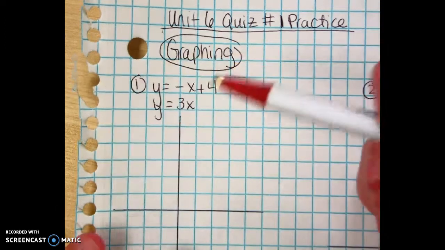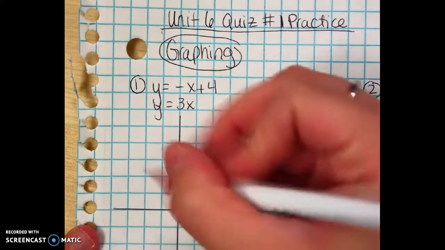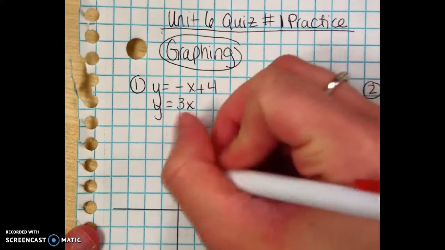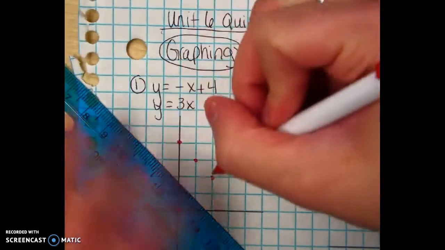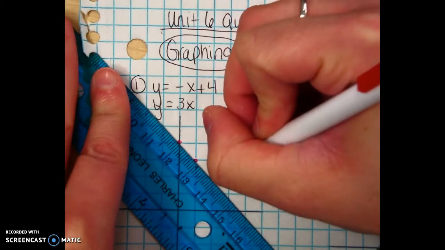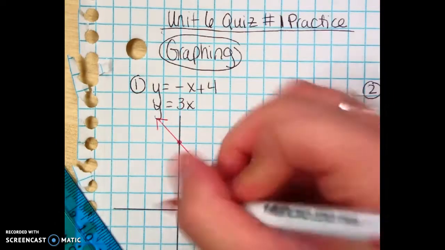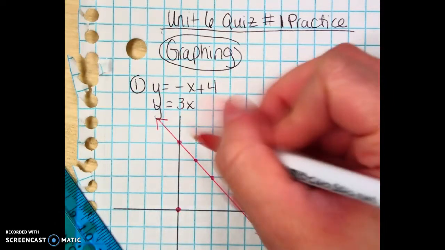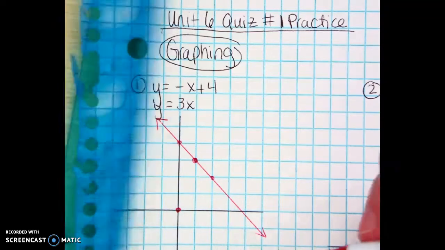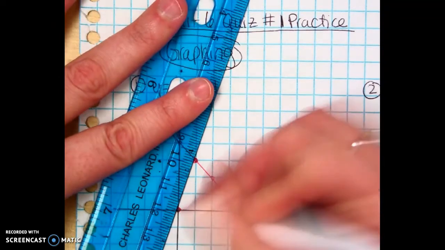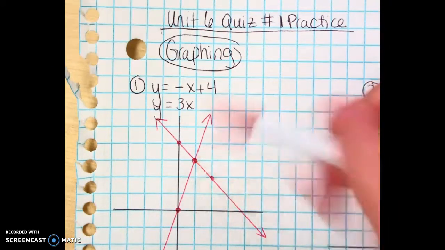Okay, for this one, both of the y's were by themselves, so it was already in slope-intercept form. So you can just go ahead and graph it. So I'll start at 4 and go down 1 over 1, down 1 over 1. Okay, the other one, you start at 0. And slope tells me to go up 3 over 1. And there's the intersection point. And so the answer here is 1, 3.